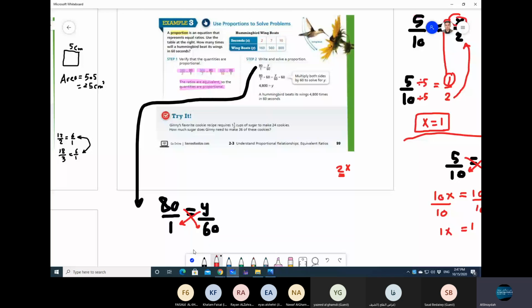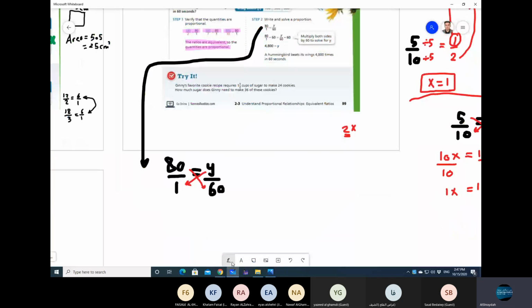You will find that y is equal to 80 times 60, 4,800. So the value of y, which represents the humming per beats, is 4,800. Okay, let's try to solve this.